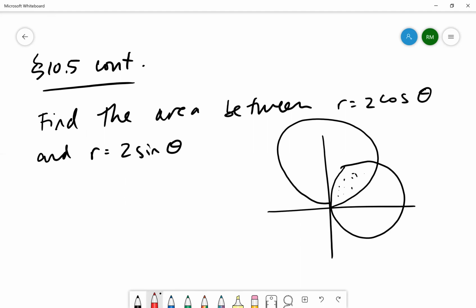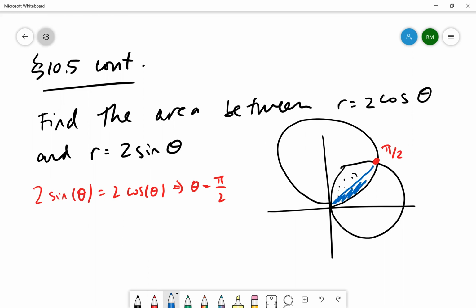So we see that they're going to intersect right here, and that clearly occurs when 2 sine theta is equal to 2 cosine theta, which we know will happen at pi over 4. But now we want to find the area, so we need to divide it into two regions, the blue region and the green region. The curve on the right is r equals 2 cosine theta, and the curve above is r equals 2 sine theta. So let's do the blue curve first.